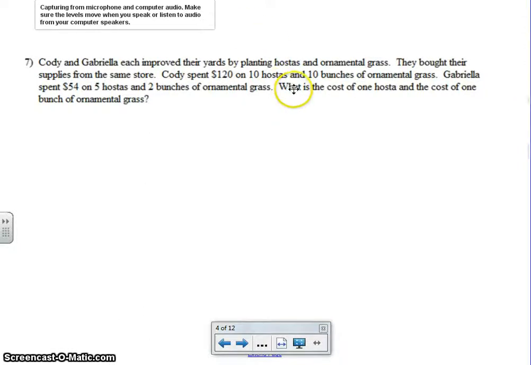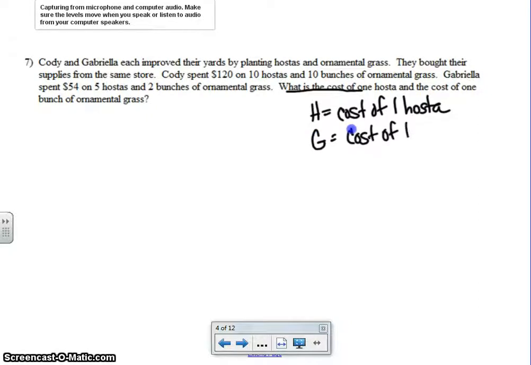So first thing we need to do is set up our variables, and you could set them up however you want, using whatever variable you want. I'm going to let h represent the hostas. Now, notice the question says, what is the cost? That doesn't mean h represents the number of hostas. H actually represents the cost of 1 hosta. And I'm going to choose g to represent the cost of 1 bunch of grass. I don't really know anything about gardening, so sorry, I don't have a lot of context here.